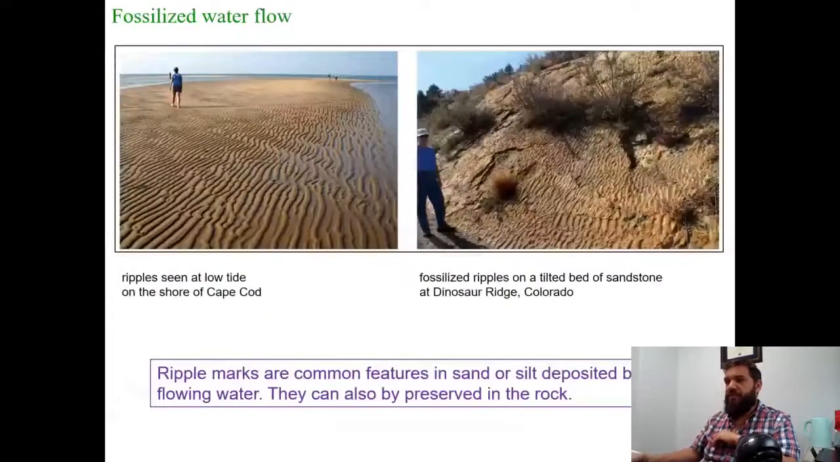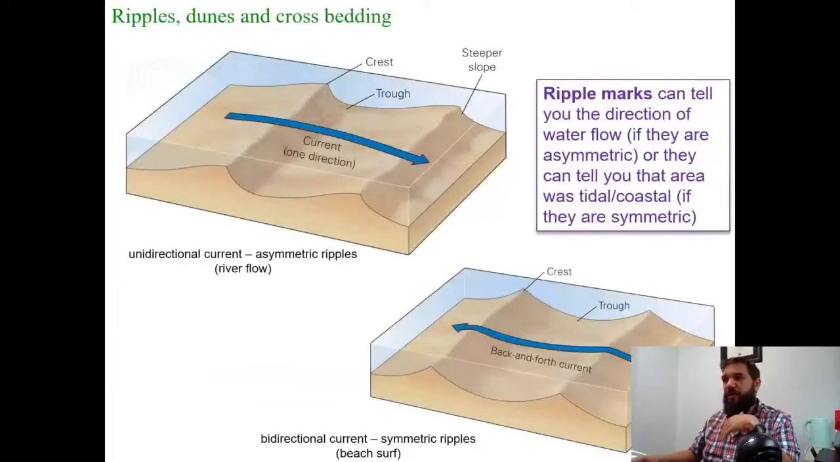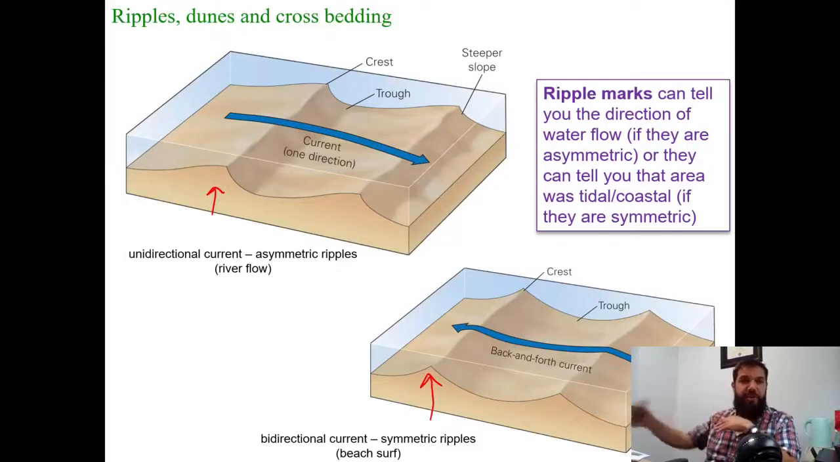Okay. So like I said, ripple marks can tell you a lot. They're probably the most common sedimentary structure. They can be preserved in the rock, and they can tell you all sorts of things. They can tell you what direction the water was moving in, if it was a river. So if the ripples are asymmetrical like this, it can tell you that the water was flowing a certain direction. If the ripples are symmetrical, it means the water was moving back and forth like at a beach, where waves are coming in and going out and coming in and going out. So it can tell you if it was a beach, it can tell you if it was a river environment. If it was a river, it can tell you what direction the river was going.